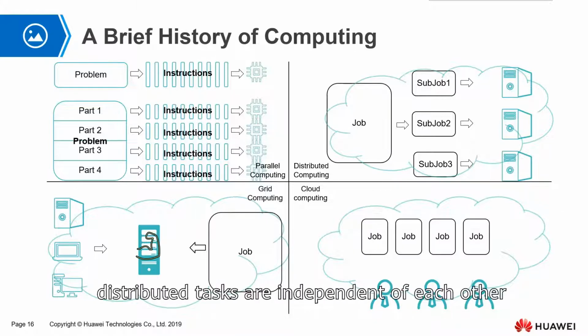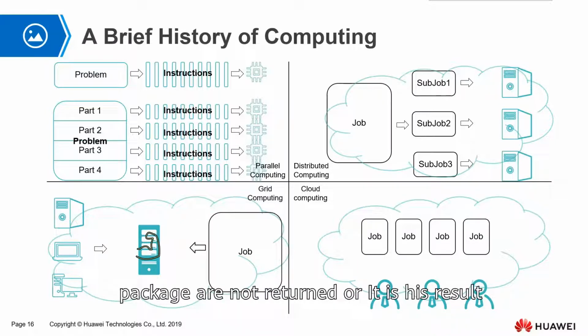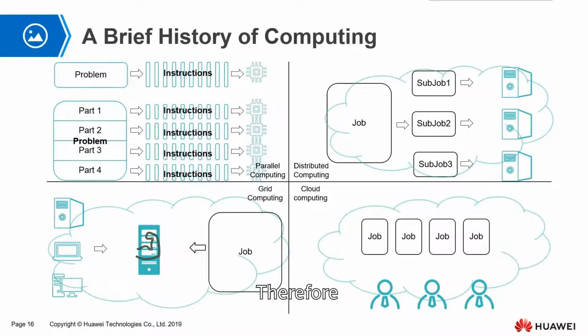However, distributed tasks are independent of each other. If the result of the previous task package is not returned, or its result processing is wrong, it does not have any impact on the processing of the next task package. However, the results between parallel parts in parallel computing are interdependent. Therefore, the real-time requirements of distributed computing are not high, and it allows for computational errors.